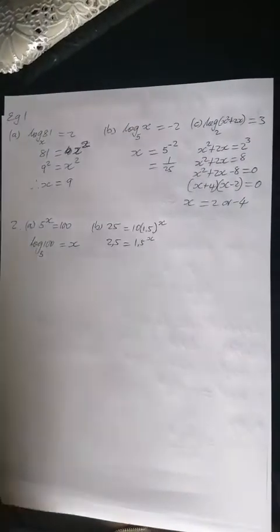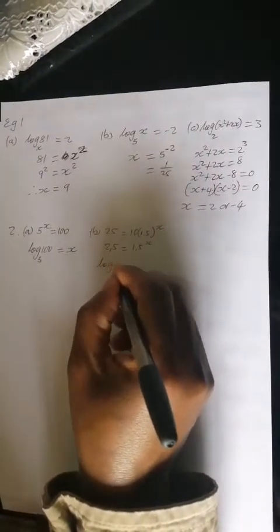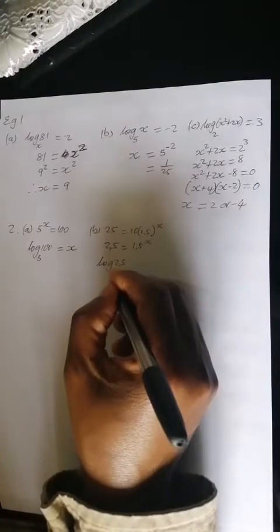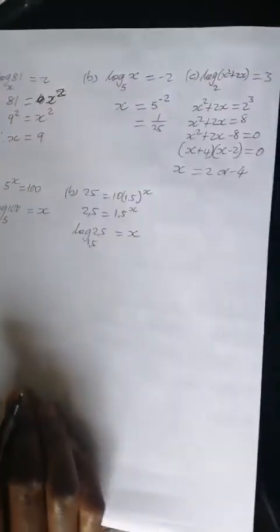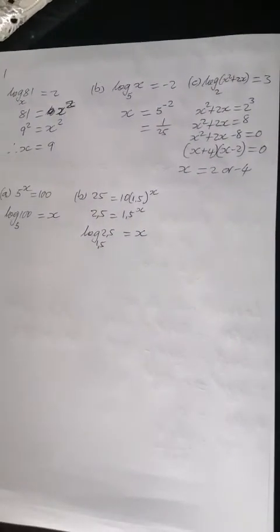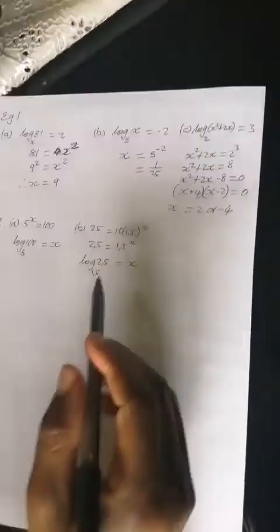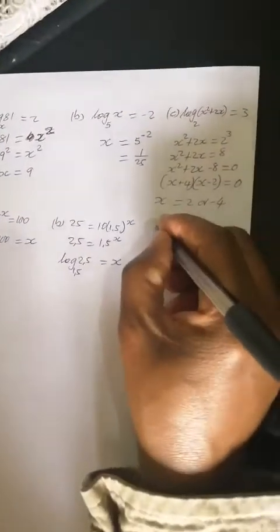Now you take logarithms both sides. It's a log of 2 over 5 in base what? 1 over 5 is equal to x. Now just use your calculator. You will find your answer to 2 decimal places.